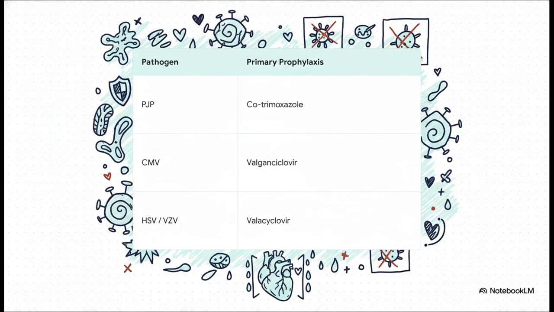Of course, the unavoidable consequence of such potent immunosuppression is a high risk of opportunistic infections. Because of this, prophylaxis is a standard part of the postoperative protocol. All patients will receive treatment to prevent pneumocystis pneumonia, usually with cotrimoxazole. Prophylaxis for viral infections, especially CMV and herpes simplex, is also standard. The specific drug and how long they take it is often tailored based on the donor and recipient's pre-transplant viral status. These preventative measures are absolutely critical for getting patients safely through that vulnerable early post-transplant period.